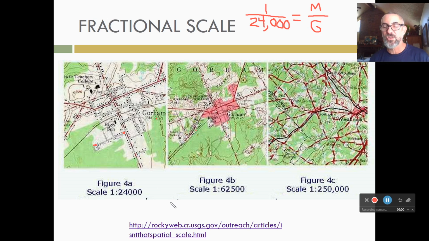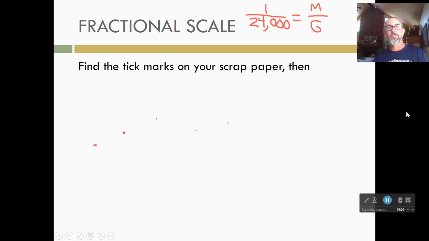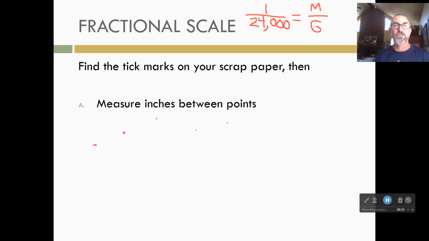So the way that we calculate distances using the fractional scale is a simple 3-step process. So we find the tick marks on our scrap paper. We've already done that. We've already got our scrap paper with the tick marks. And first, we measure the inches from point A to point B along those points, with those same tick marks that we laid down on the bar scale before. This time for fractional scale, we're measuring the distance in inches.